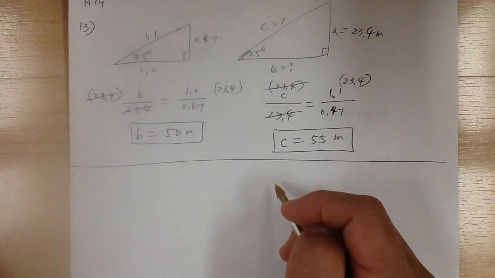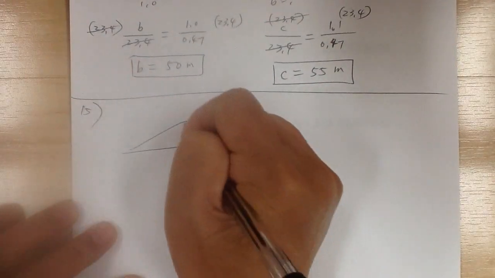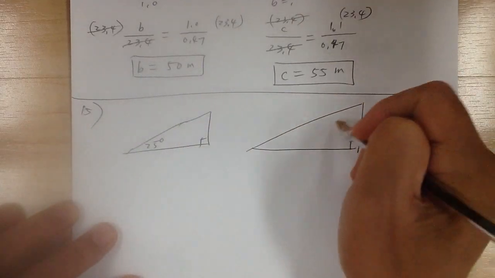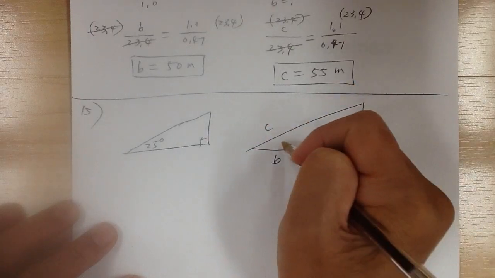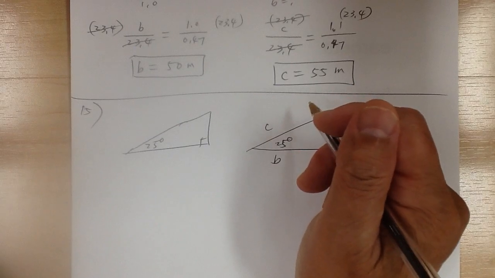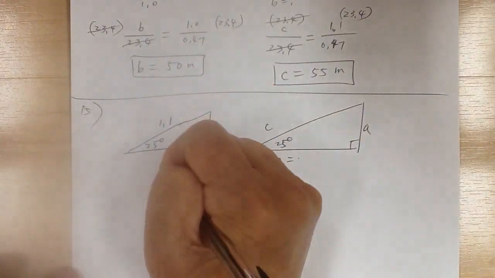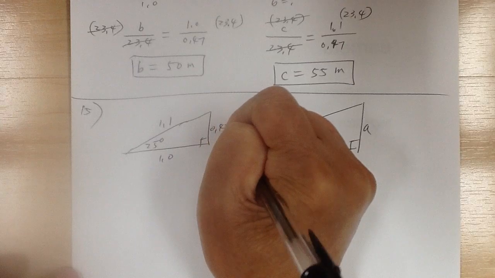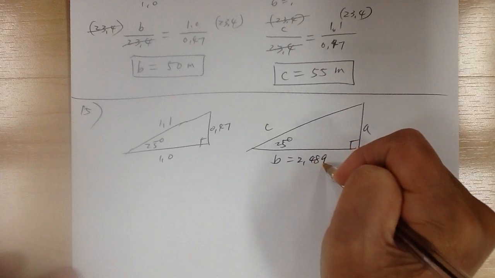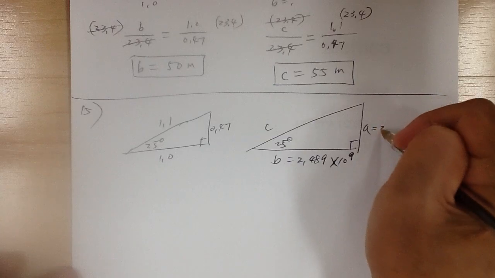Okay, next one, 15. Same thing, you got 2 triangles. B is equal to, put in the numbers, 1.1, 1.0, 0.47. So B equals 2.489 times 10 to the 9, and you're looking for A and C.